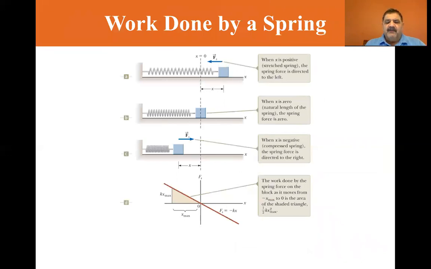This figure shows a model of a common physical system in which a force varies with position. The system is a block on a frictionless horizontal surface connected to a spring. If the spring is stretched or compressed a small distance from its unstretched, that is, from its equilibrium position, it exerts a force on the block. And that force is equal to minus kx, where x is the position of the block relative to the equilibrium position, and k is a positive constant, called the force constant or the spring constant.